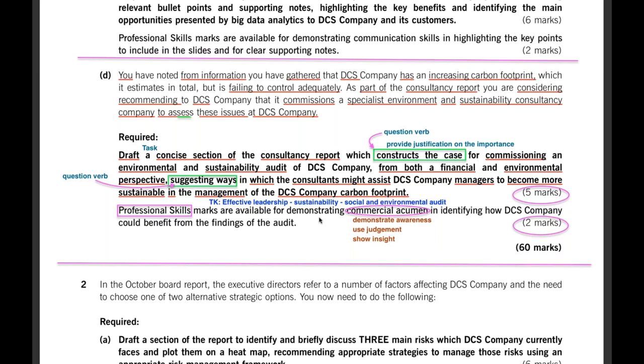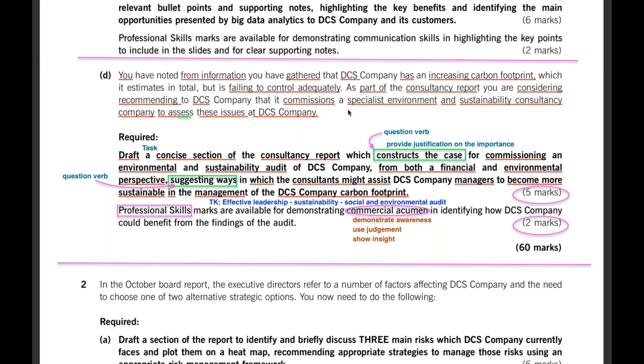All right. So if you have noted from the information you have gathered from the DCS that there's an increasing carbon footprint, you know that this is something related to the environment. It estimates in total, but fails to control adequately. That means the impact on the environment is increasing, and they are not able to control it.